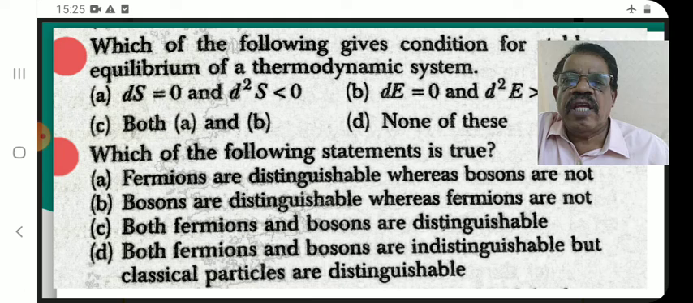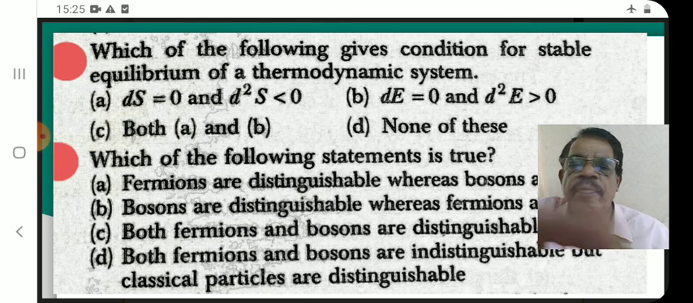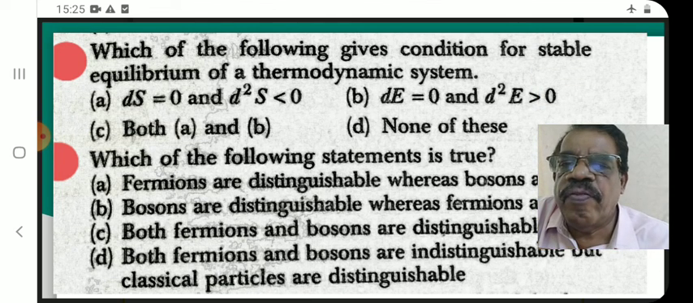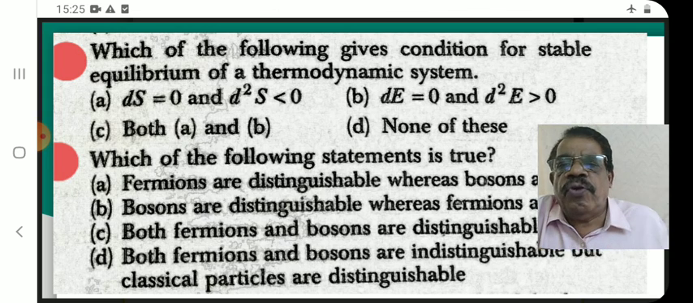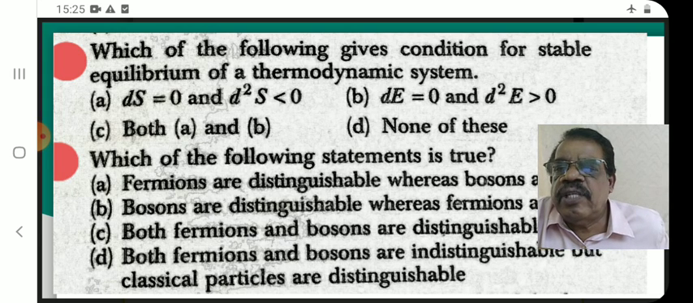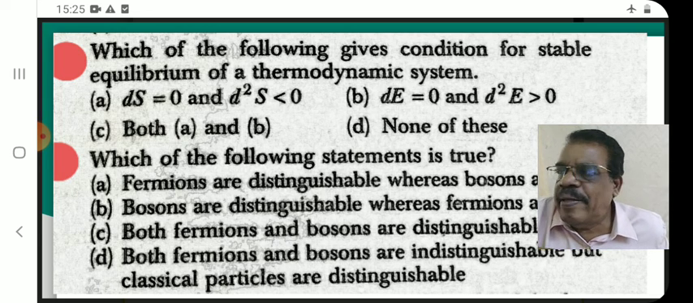Which of the following gives the condition for stable equilibrium of a thermodynamic system?